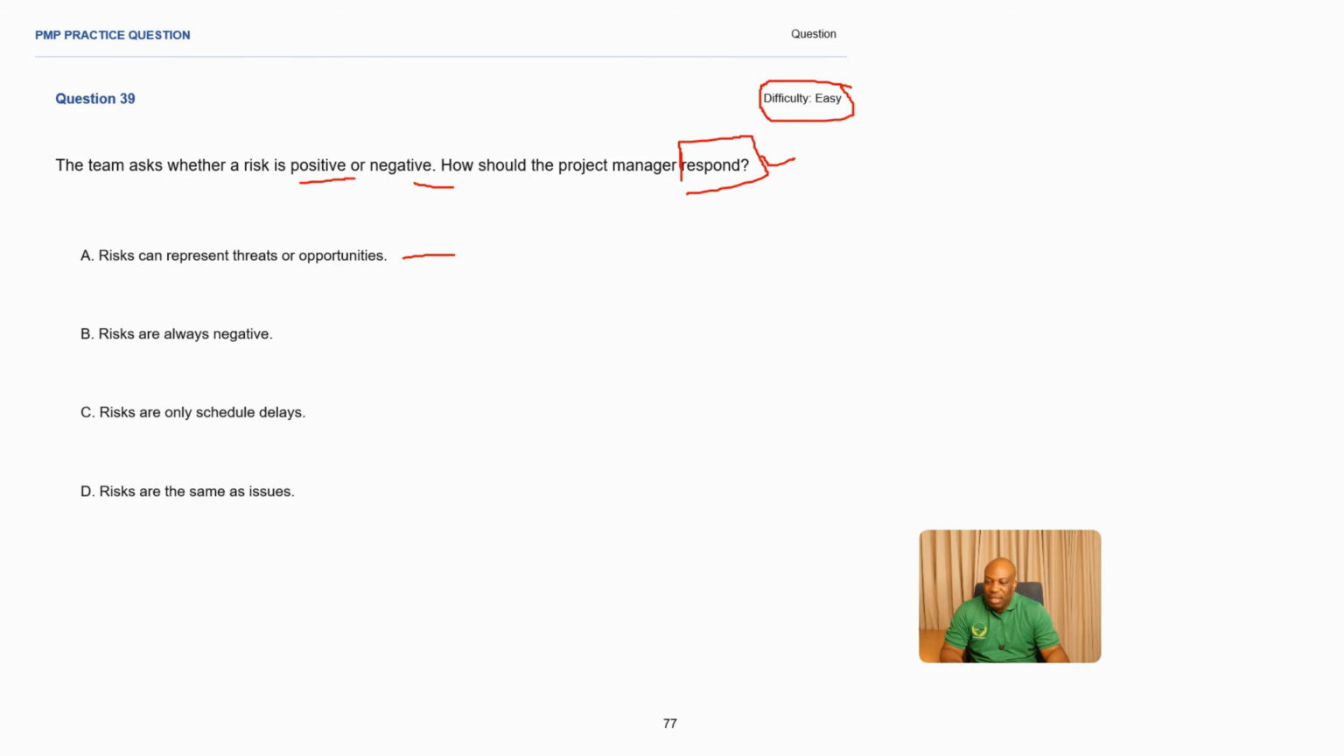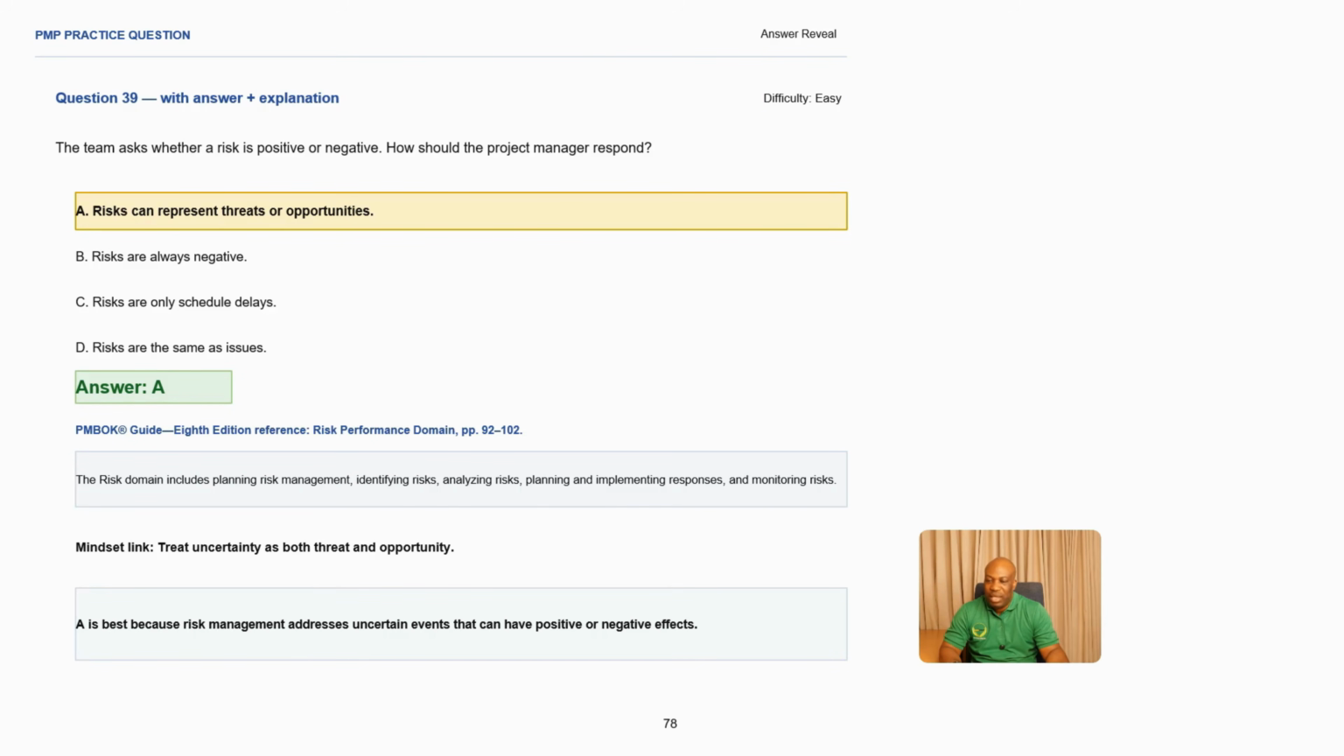All right. Risks are always negative. Risks can be opportunities or even threats, negative or positive. So this one is not correct. Risks are only schedule delays. Risks can also be on costs, on quality, and everything else in a project. So it cannot only be considered to be schedule, making this incorrect. Then risks are the same as issues. This is not correct. A risk is a future event that can affect the project's deliverables. An issue is a materialized risk. So making this an incorrect answer. So the best answer here is A.